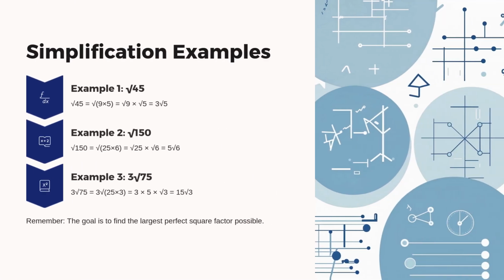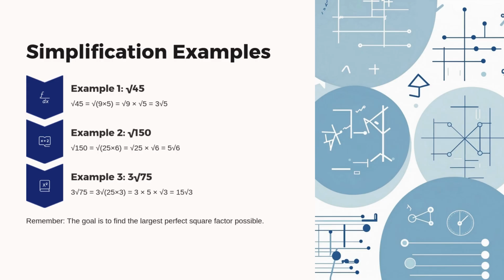Simplification examples. Example 1. Square root of 45 equals square root of (9 times 5) equals square root of 9 times square root of 5 equals 3 times square root of 5. Example 2. Square root of 150 equals square root of (25 times 6) equals square root of 25 times square root of 6 equals 5 times square root of 6.